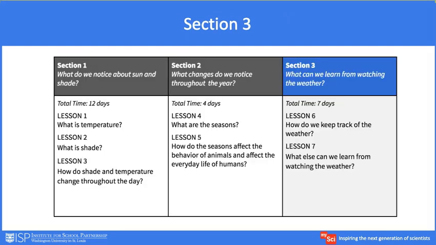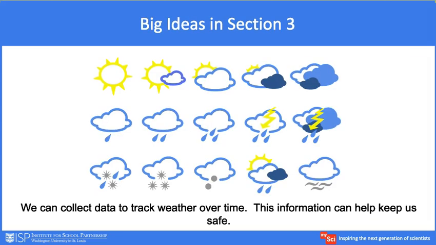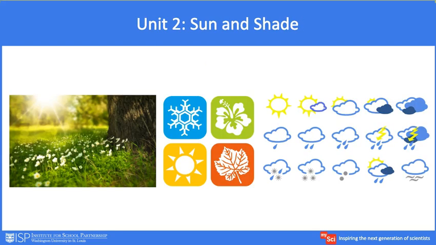In Section 3, students keep track of weather and figure out how to use weather information to keep safe in severe weather events. This section will take about 7 days. Students track weather in their location over time, create data charts with guidance from a teacher, watch videos, and read to figure out that tracking weather over time can help us prepare for and respond to different weather events.